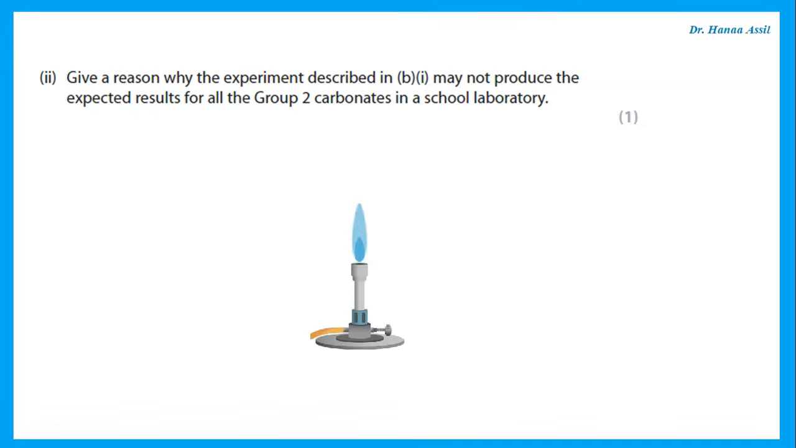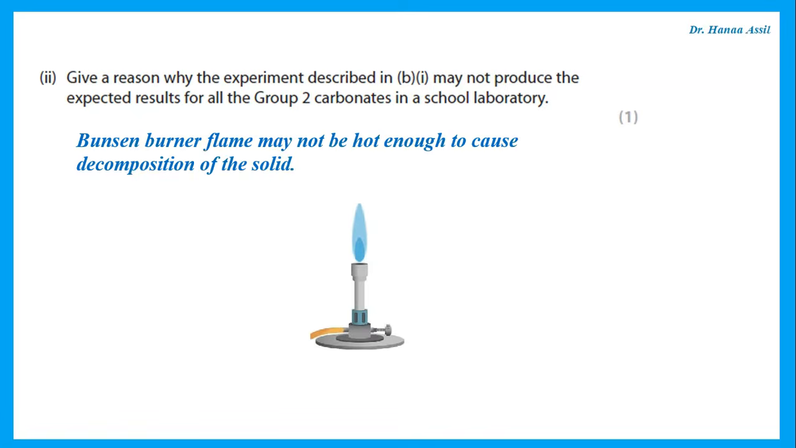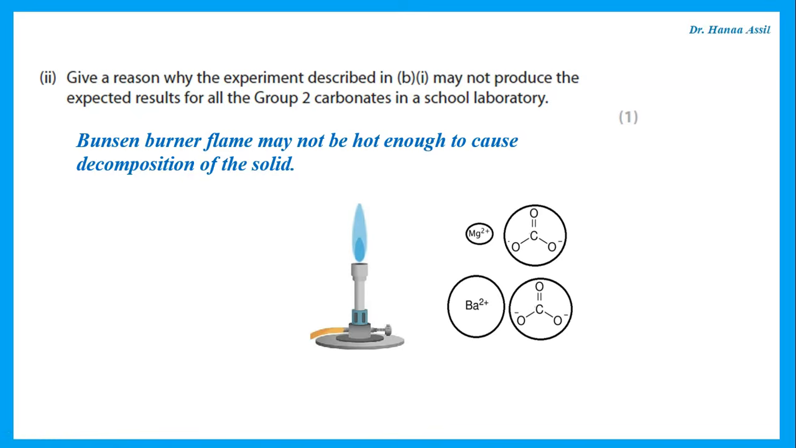Well, if we do that in the laboratory, then the Bunsen burner flame may not be hot enough to cause decomposition of the salt. Again, remember that we said as we go down group 2, carbonates, sulfates, nitrates become more stable, so we need to heat it to a very high temperature in order to break it up.